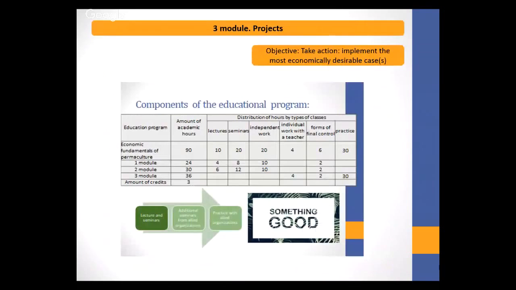So the last module is a practice with an organization. It involves preparing for or participating in a real project. It can be done in two ways, as I see it: writing an application to a contest or justification of the project for further implementation with the aim of permaculturization. Or the second way is direct participation in some project with an organization.